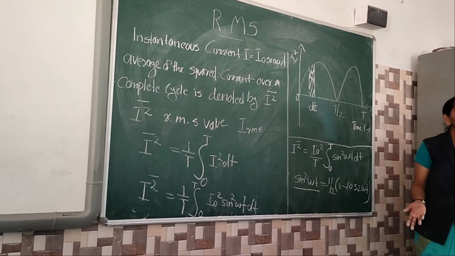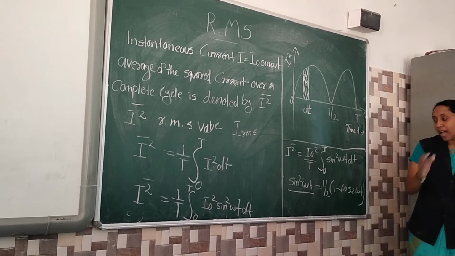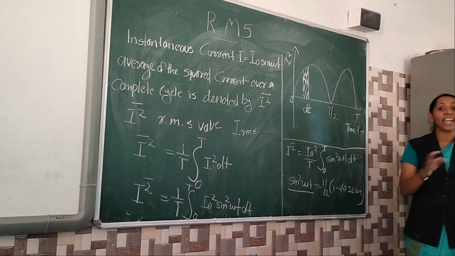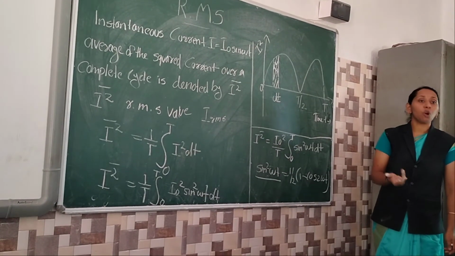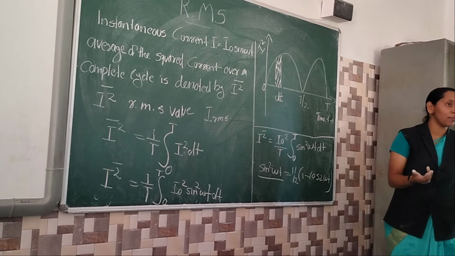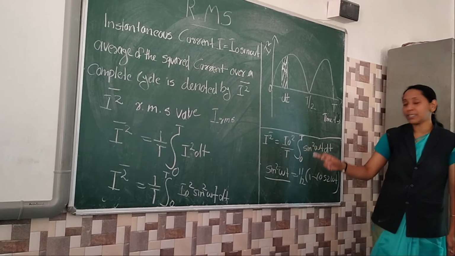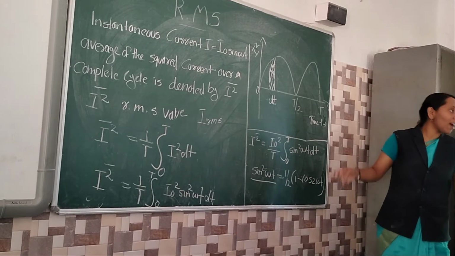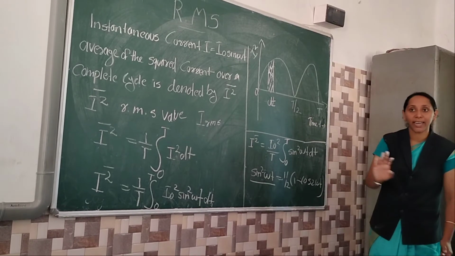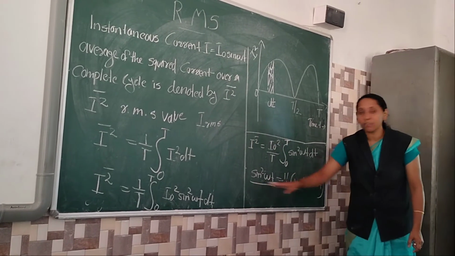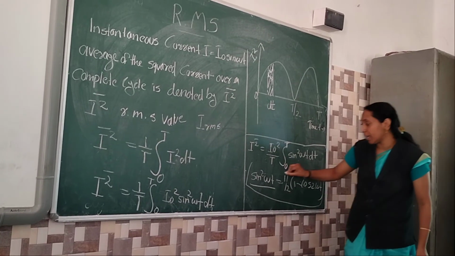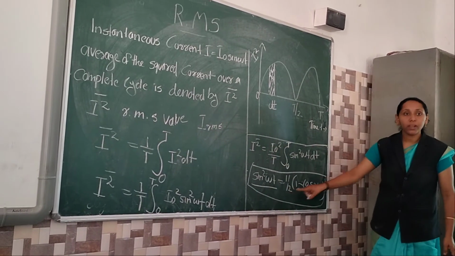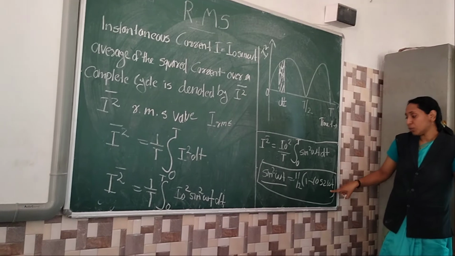How will it be obtained? Trigonometric function है. Sin square theta equal to half 1 minus cos 2 theta. I think 2 sin square theta equal to 1 minus cos 2 theta, like that expression. From that expression, this will be coming. This is a trigonometrical function. Sin square omega t means half 1 minus cos 2 omega t.